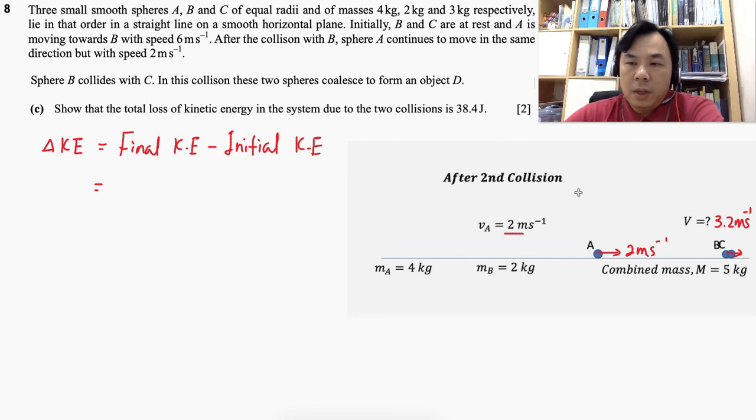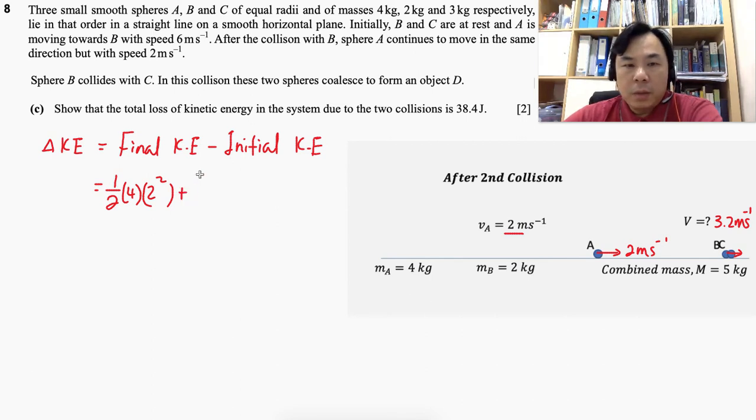So the final kinetic energy, we can see that this is the final one, so it involves these two. The final kinetic energy is given by the kinetic energy of particle sphere A, that is 4 moving at 2 meter per second.